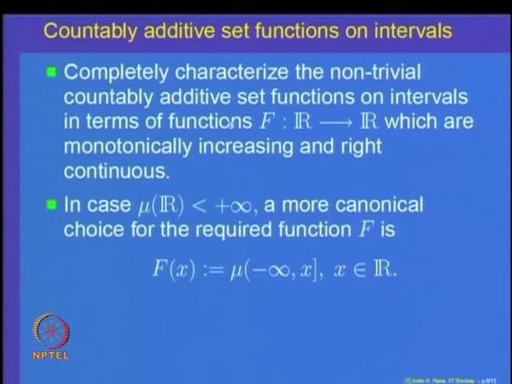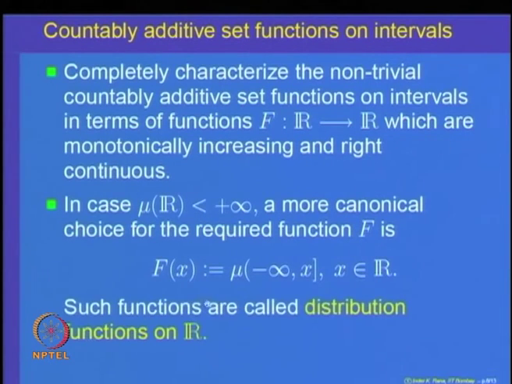In case a countably additive set function mu has the property that mu of the whole real line is finite, then one can select this monotonically increasing function to be mu of minus infinity to x, because then this is defined. We do not have to restrict that mu of (a, b] is finite; that will be true anyway, because this is finite. So, a more canonical choice for the monotonically increasing right continuous function is mu of minus infinity to x, when mu of the whole space R is finite.